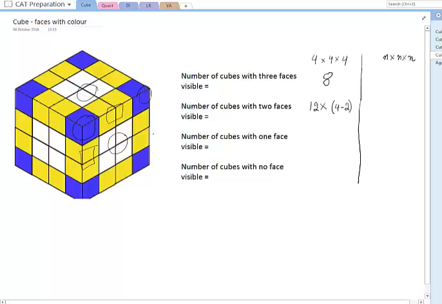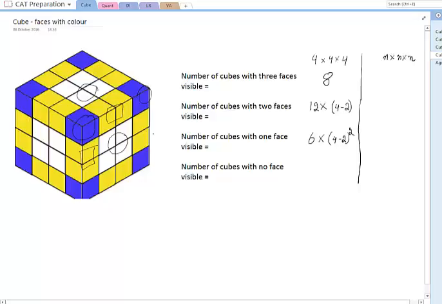How many cubes have only one face visible? You take each face, which is 6, the number of faces, and on each face you remove the boundaries. So I'll remove 2 boundaries for each length and breadth, and I'll square. So this becomes the number of cubes with one face visible.